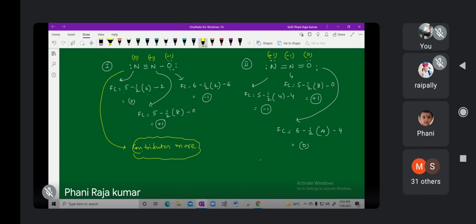Sir, in the second structure the terminal nitrogen has minus 1, right? Minus 1. Right. The middle one has plus 1, and this is minus 1, right? Then only the total becomes 0. The sum of formal charges should be 0 for a neutral molecule, right?